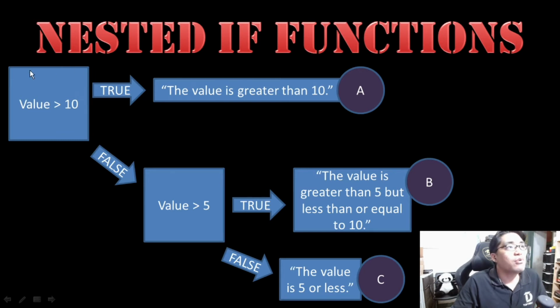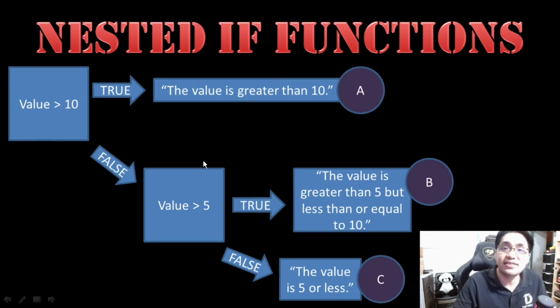So we have here our first logical test. Let's check if a value is greater than 10. If it is greater than 10, then of course we have the statement being true. Then we have Microsoft Excel say the value is greater than 10. This will be outcome A, just like what you can see on the screen. If the value is not greater than 10, of course this turns out to be false because the value is less than or equal to 10.